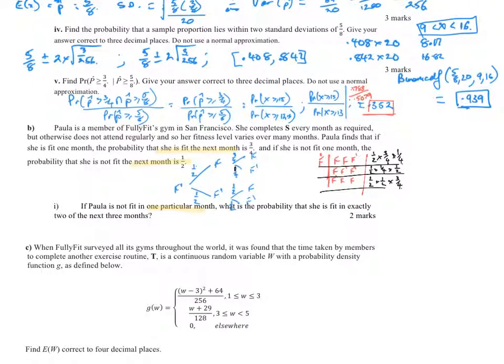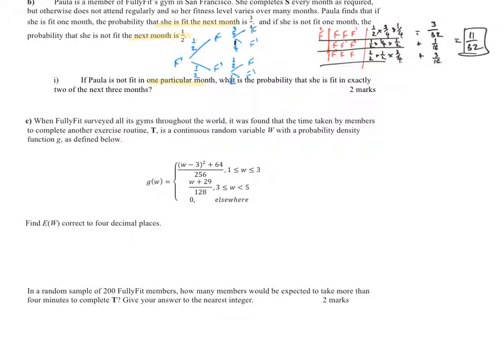Yeah? So what's that going to give me? 3 on 32 plus 1 on 16 plus 3 on 16. So let's make everything 32nds. That's equal to 3 plus 2, which is 5, plus 6, which is 11 on 32.